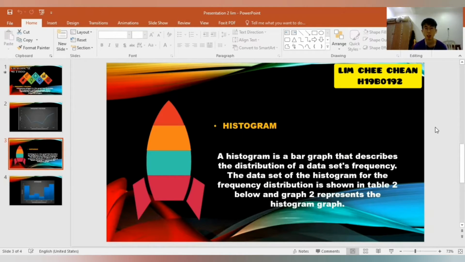Histogram. A histogram is a bar graph that describes the distribution of a data set's frequency. The data set of the histogram is from the frequency distribution shown in table 2 below, and graph 2 represents the histogram graph.